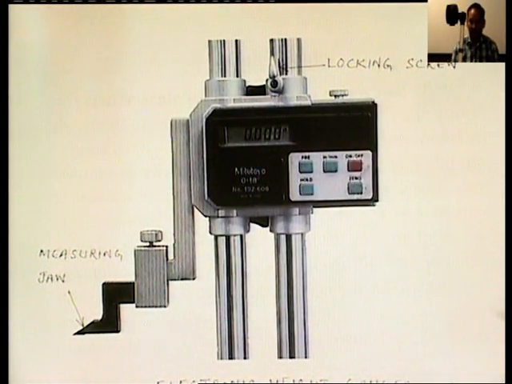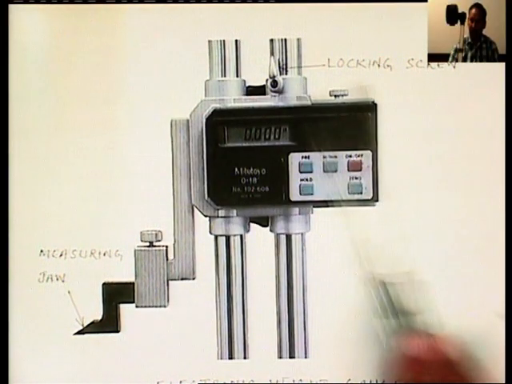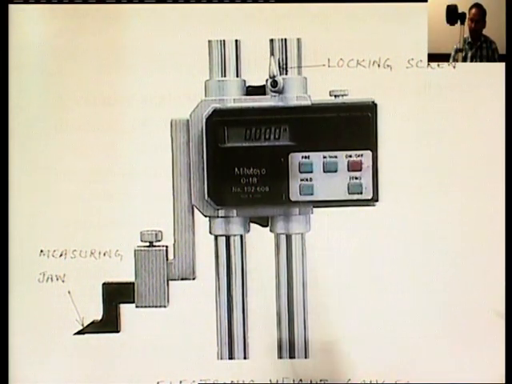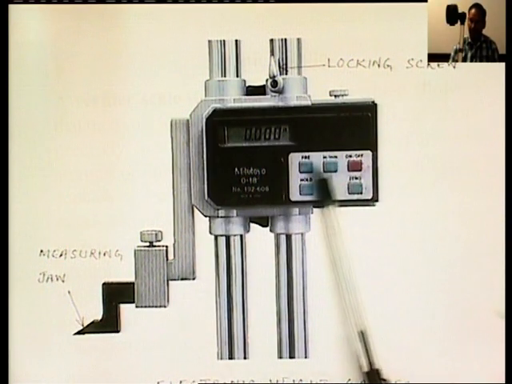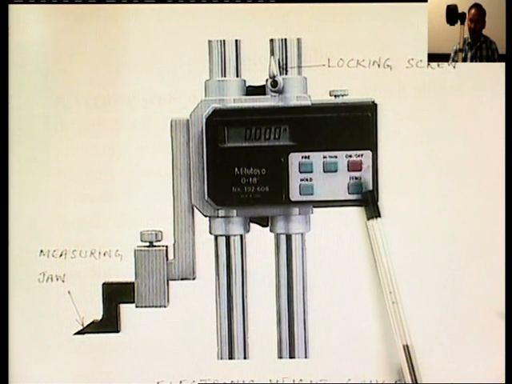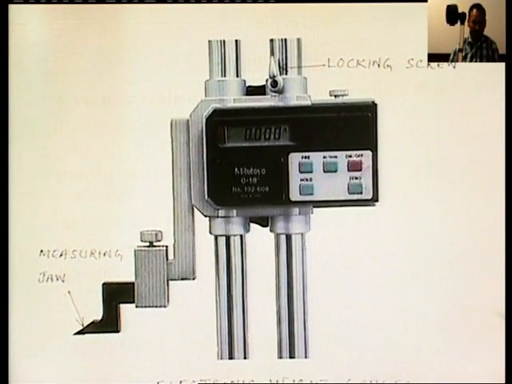So, this is the diagram of the electronic height gauge. Here we can see this is the main measuring jaw and this is the locking screw, and this is the screen provided for readings. These buttons are provided: this is for preset, this is for hold, this is for on/off and this is for zero set. So, this is the main shape of this vernier electronic height gauge.